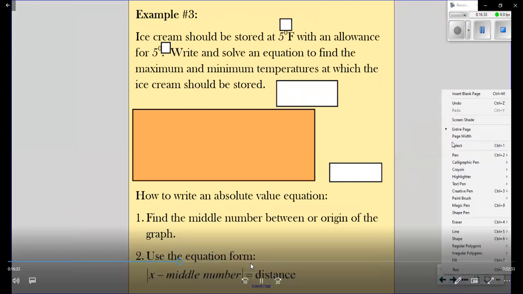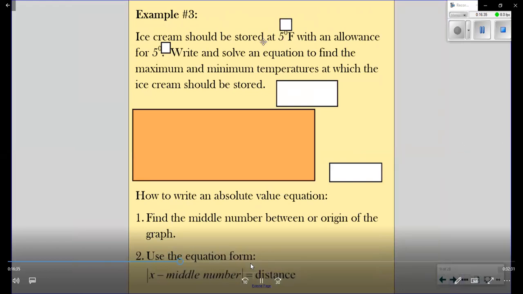All right, let's do a word problem dealing with this. It says that an ice cream should be stored at 5 degrees Fahrenheit with an allowance for 5 degrees. Write and solve an equation to find the maximum and minimum temperatures at which the ice cream should be stored. So, we need to know what our distance and our middle number is. For this one, this is our middle number because that's our starting point. That's what it should be stored at. The allowance tells you it could be a little bit less than 5 or a little more than 5.